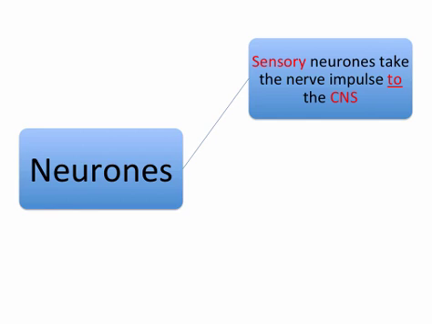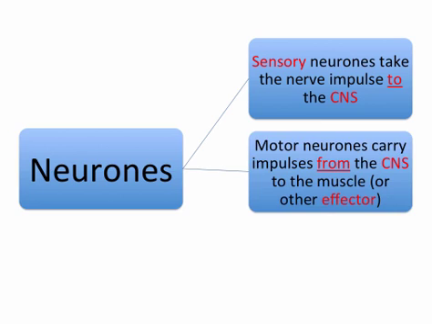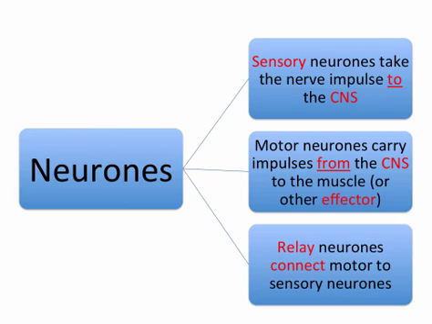Also, within your nervous system, you've got three types of neurons. We've got sensory neurons. These ones take the nerve impulse to the central nervous system. Motor neurons, which carry the impulses from the central nervous system to the muscle, or the other effector, the thing that will move or cause the change. And finally, relay neurons connect motor neurons to sensory neurons within the spinal cord.